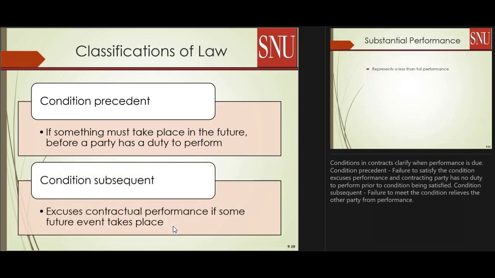You can also have conditions subsequent. These excuse contractual performance if some future event takes place. Failure to meet a condition relieves the other party from performance.